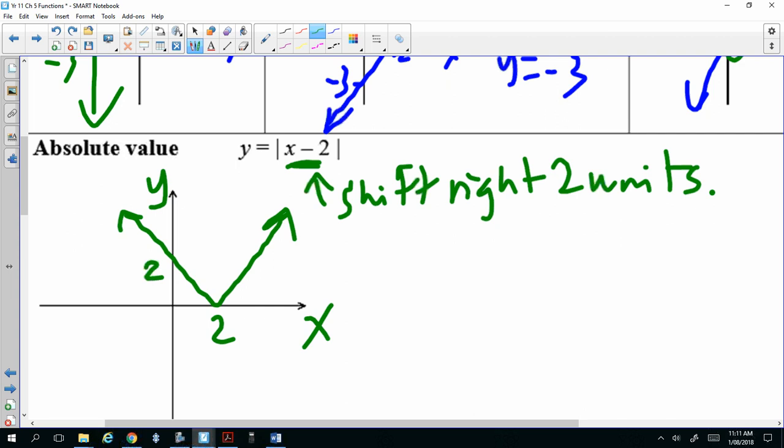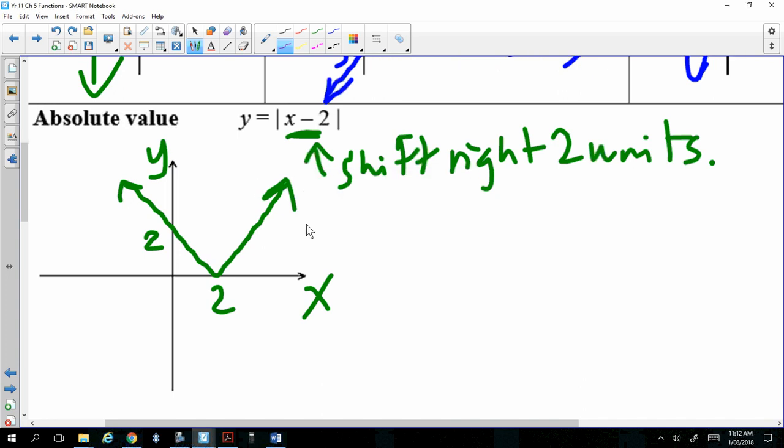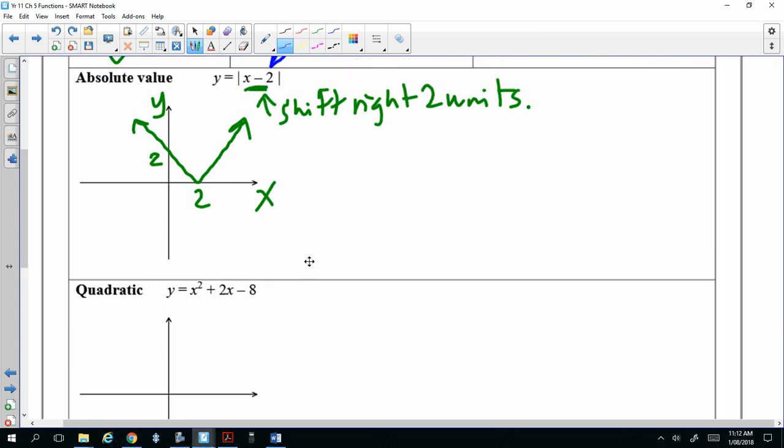Okay, done. And you should know how to draw quadratic expressions like the one below. So make sure you know how to find the y-intercept and the x-intercept, etc.